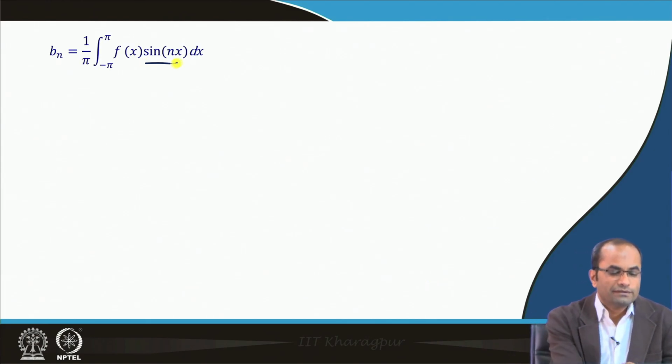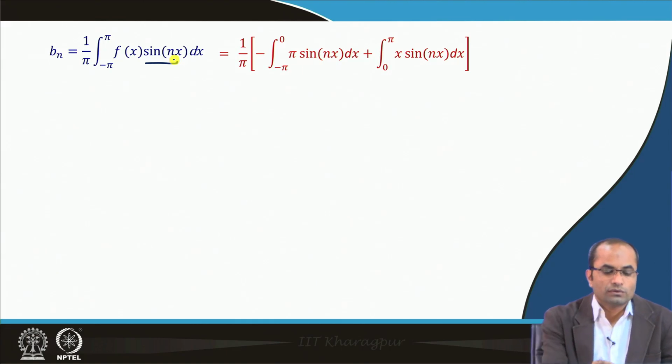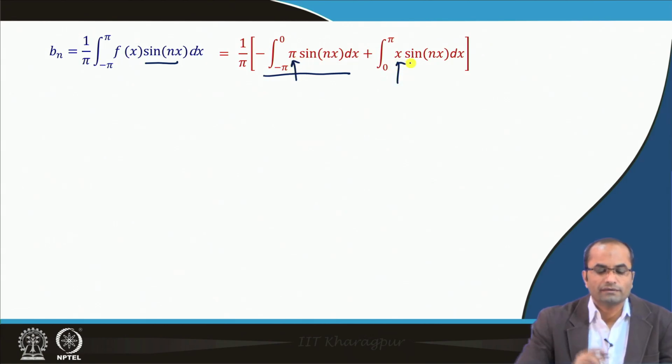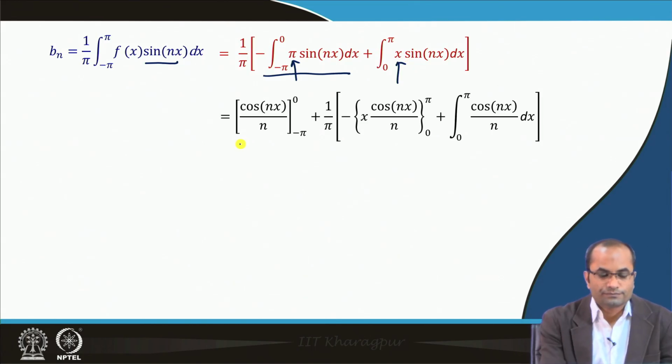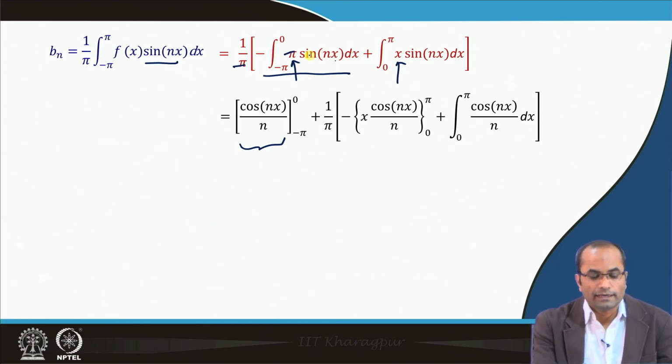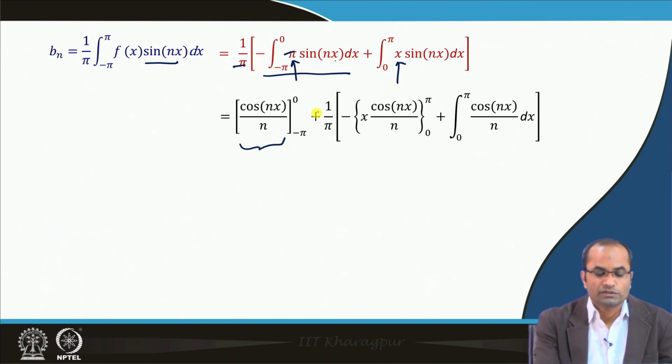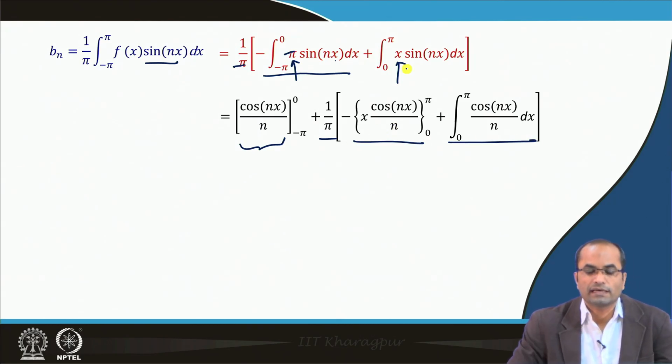So, in b n we have here the sine function. Again, from minus pi to 0 we have minus pi, the value of the function, and from 0 to pi we have the value of the function as x. So, here in the first one, this pi gets cancelled, the sine will give cos n x over n, and this minus will be adjusted for the integration, with limits minus pi to 0. Then we have 1 over pi sitting outside, and then again we have to integrate this x sin n x.